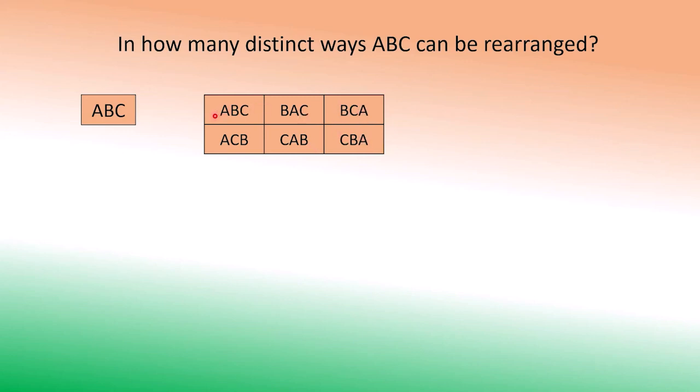So basically, A has got 3 positions, and then B and C can be done twice in between. So that makes it 6, which is 3 factorial: 3 times 2 times 1. The 1 doesn't matter really. Okay.